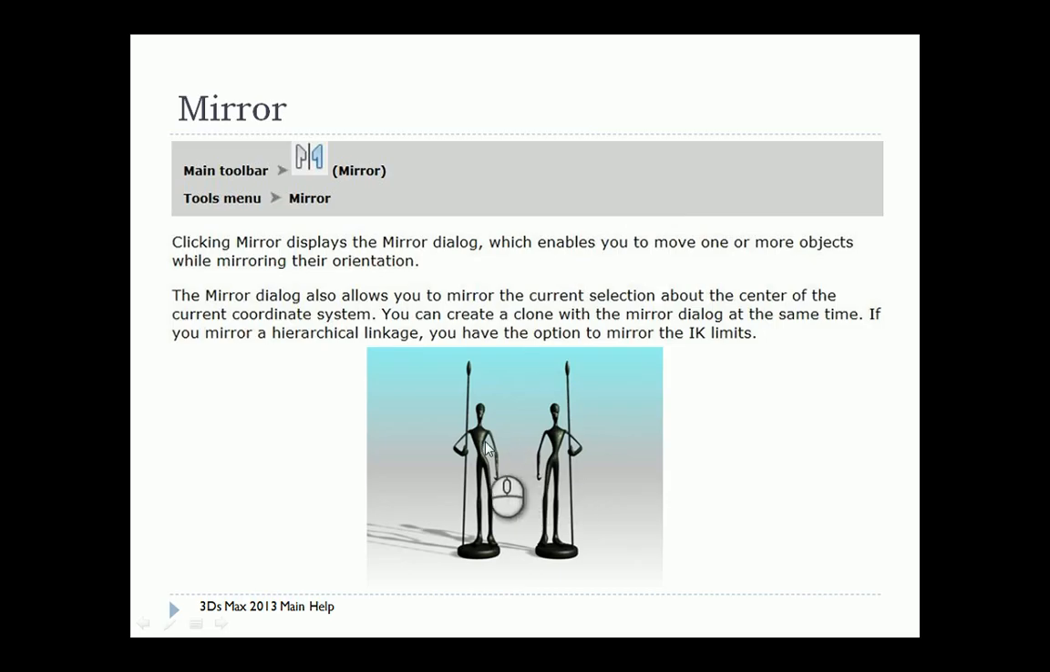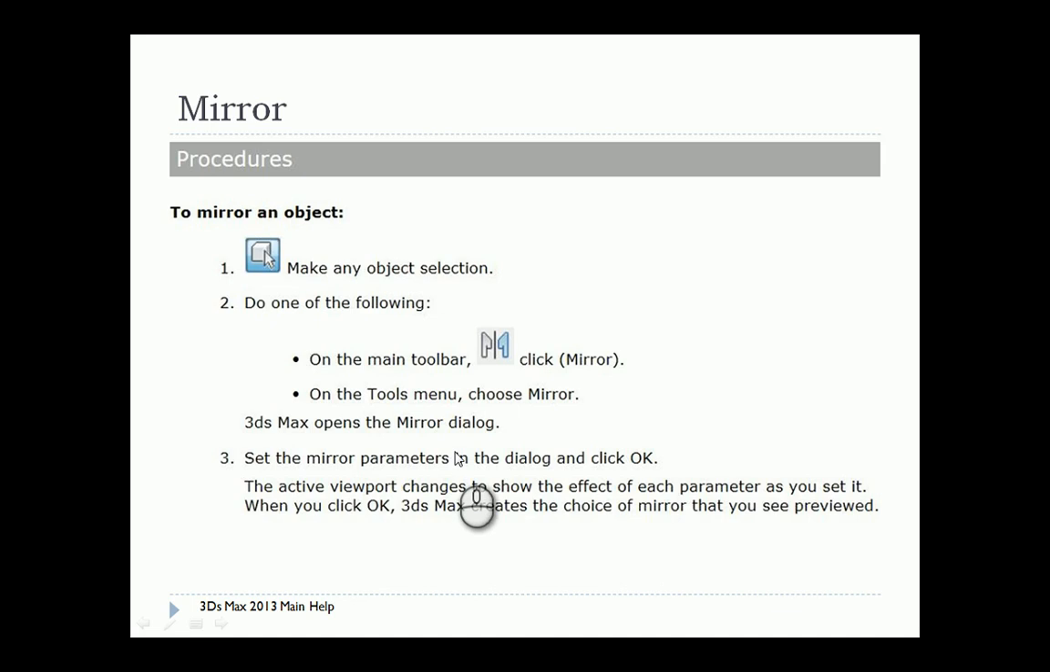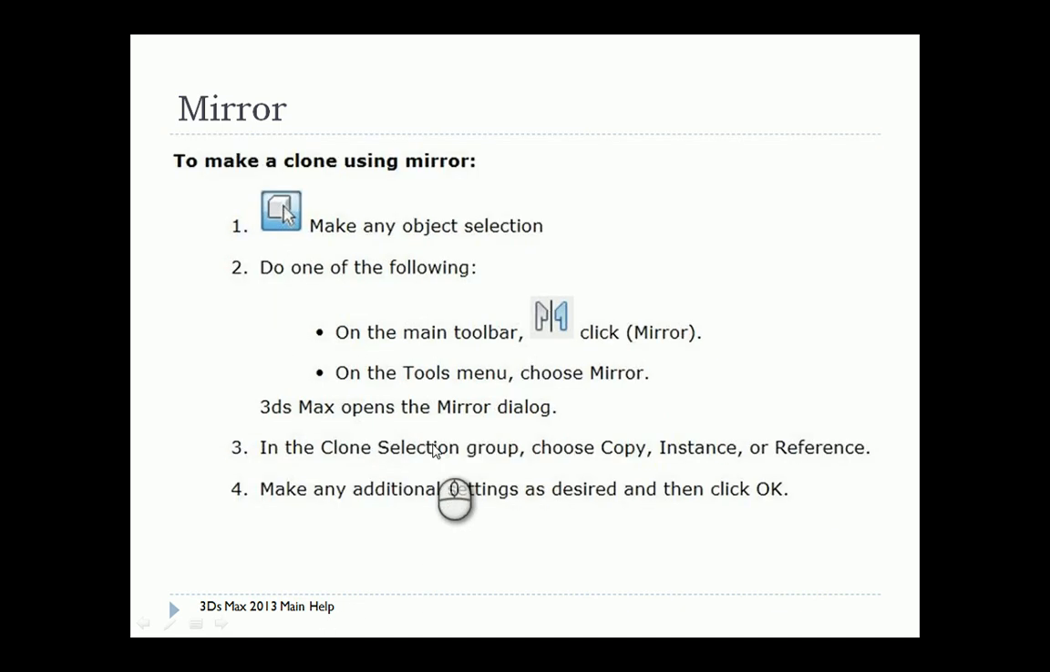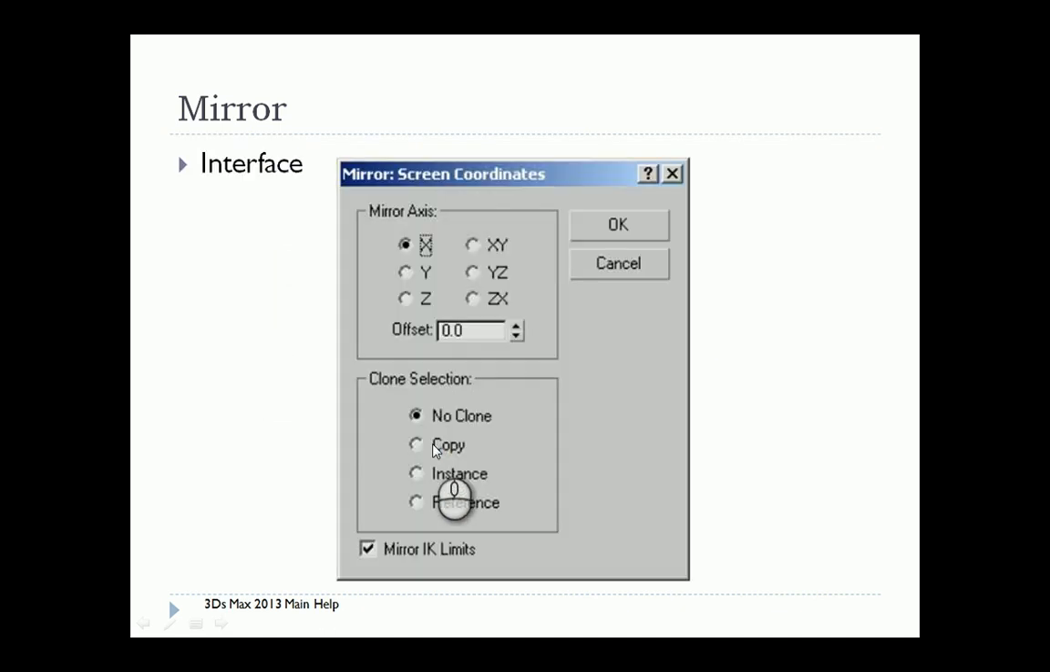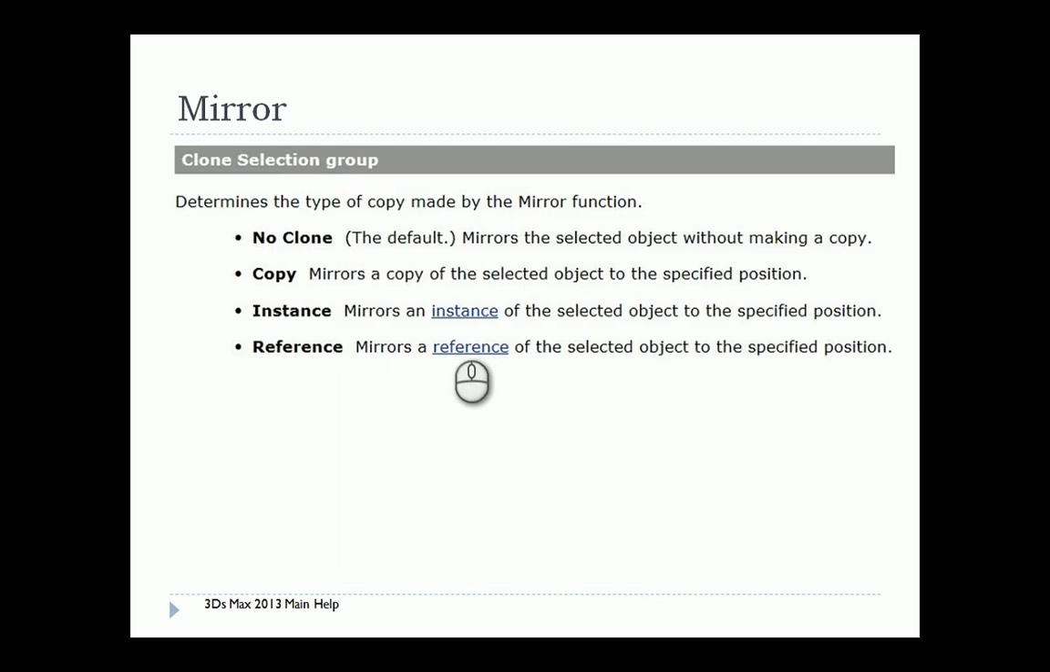Those are the steps. Again, it's all been taken from the 3D Studio Max main help. That's the interface. Again, cloning types, whether no clone, copy clone, instance clone, or reference clone. We spoke about that before.